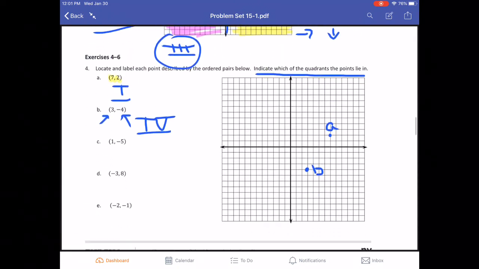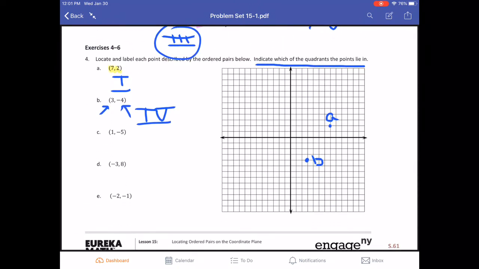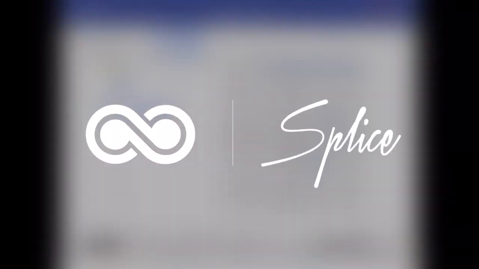So at this time, you may stop the video, and you are to work with one other person. Please, no groups. I don't want groups of 3 or 4. You can work with one other person to complete the rest of lesson 15.